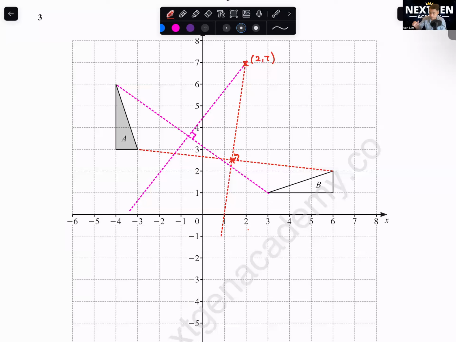All good? But if you really cannot do this, my suggestion is you just do something else first. Just skip this last part, that last mark. Then after that, you come back and do it. Don't waste so much time just for this 1 mark.